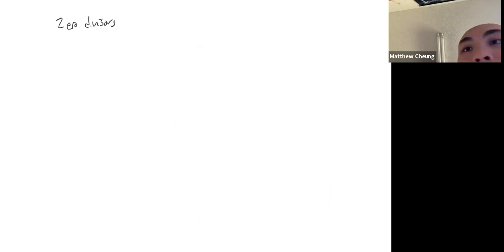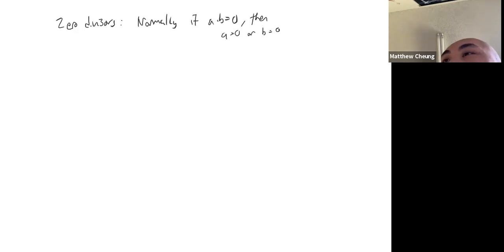Zero divisors. Normally, if a times b is 0, then a equals 0 or b equals 0. Do you all see this as normal? Does it seem obvious to you? Obviously, if I say normally, it's not always true. But hopefully, you see that at least for integers and rational numbers, this is true. If you multiply two non-zero things, you're not going to get a zero thing. This is not the case in some rings.